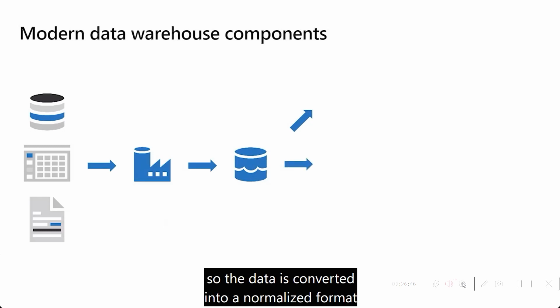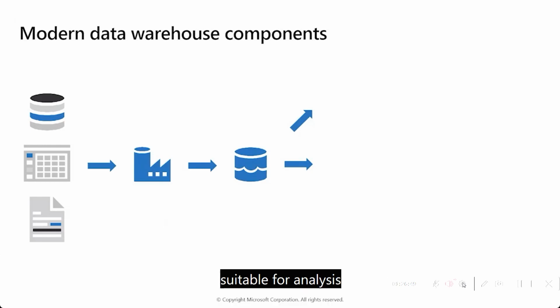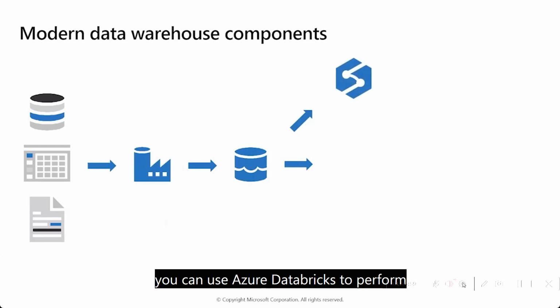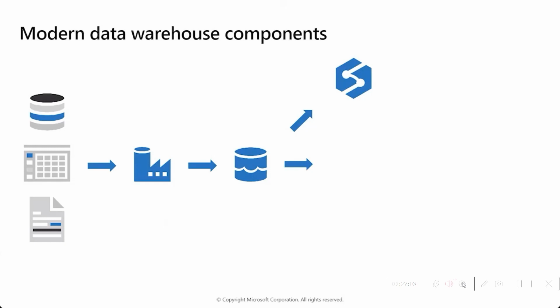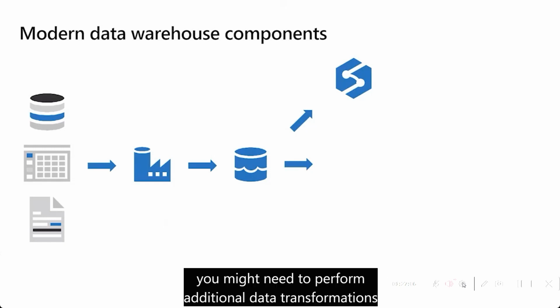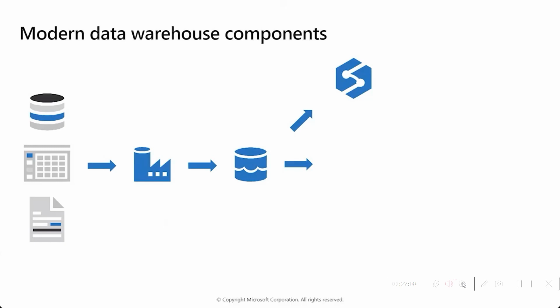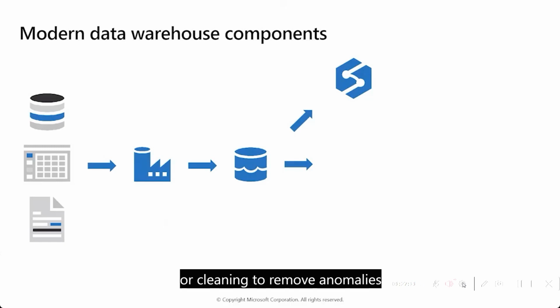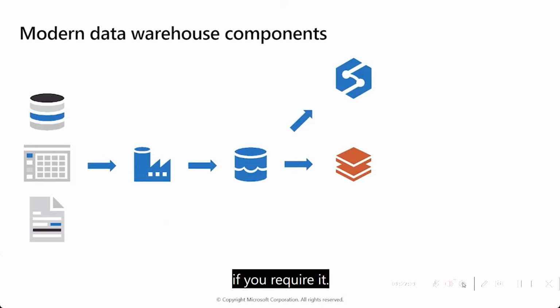So the data is converted into a normalized format suitable for analysis and can be stored into Azure Synapse Analytics services. Alternatively, you can use Azure Databricks to perform other forms of data preparation. For example, you might need to perform additional data transformations or cleaning to remove anomalies and generally tidy up the data set. You can then store the clean data using Synapse Analytics if you require it.